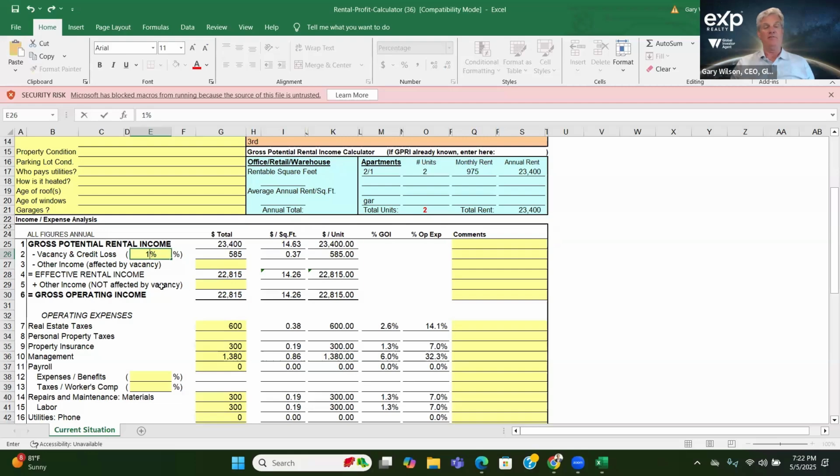And if you have other income not affected by vacancy, so that could be something like you have a city building, and on the side of the building you have one of those big signs, like for Joe's Barbershop or Allstate Insurance. You can do that, and that would be income that's not related to vacancy. So anything like that, Eric? Nope. Okay. So effective gross operating income is 22,815.